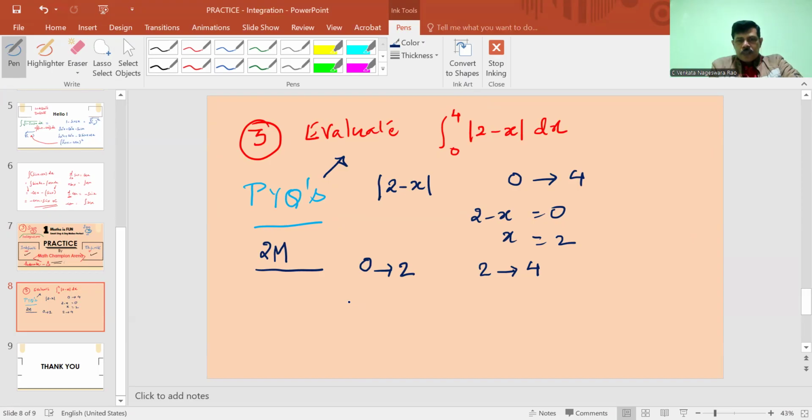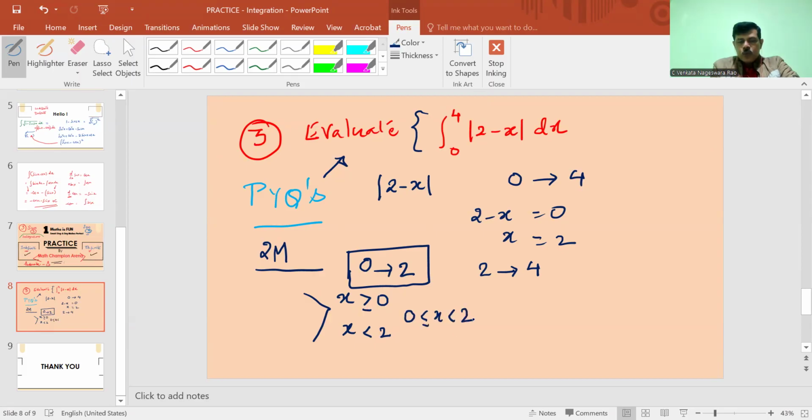In the first instance, I say x is greater than or equal to 0 and x is less than 2. Because our actual limits are 0 to 4, we take 0 to 2 as the first interval. How do we write this interval? 0 less than or equal to x less than 2.